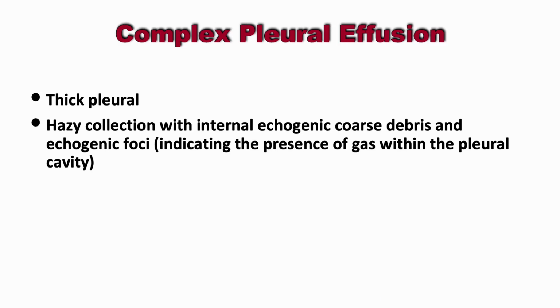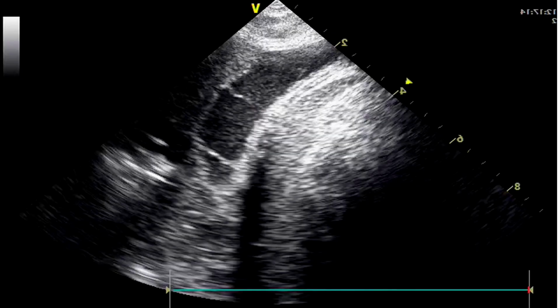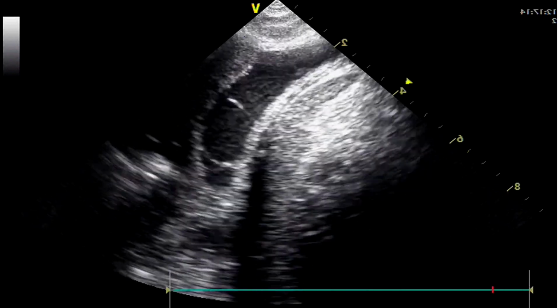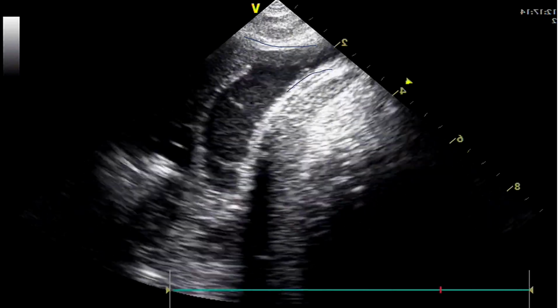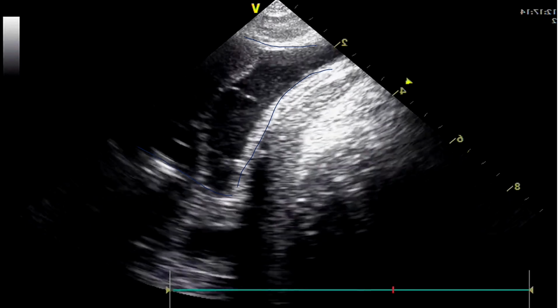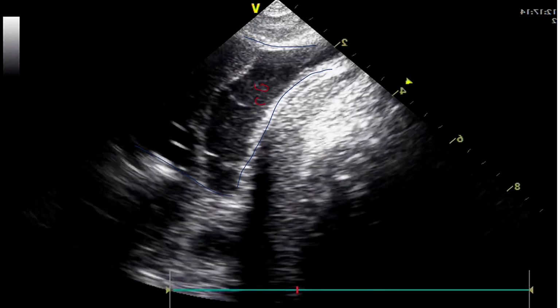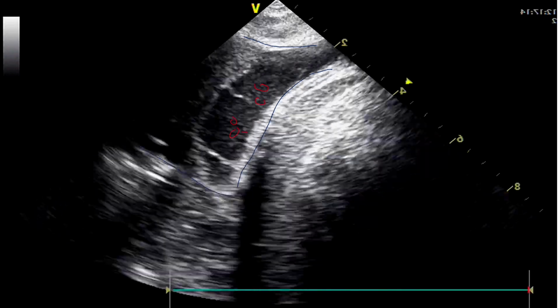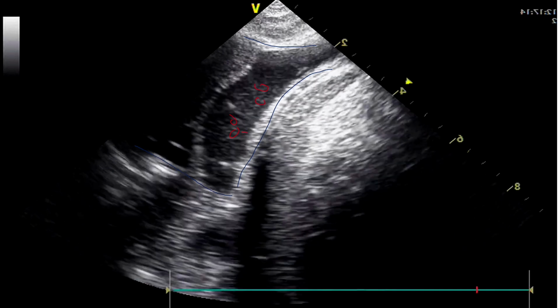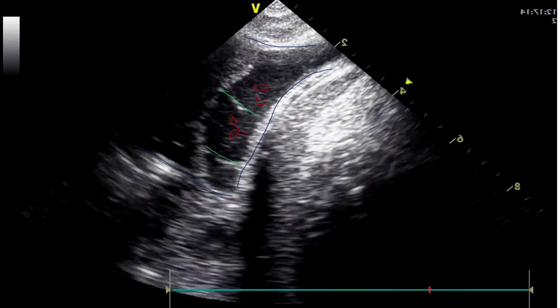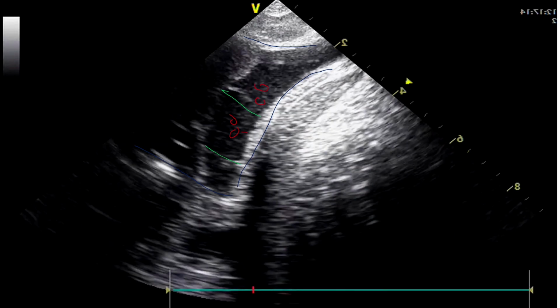In complex pleural effusion, the pleura is thick and there is a hazy collection of internal echogenic coarse debris and echogenic foci indicating the presence of gas within the pleural cavity. In this footage of complex pleural effusion, this is the pleura here, there, and that area over there is thickened, and you can find swirling echogenic debris. This is the plankton sign, and those fibrinous threads you can see here indicate the presence of loculation.